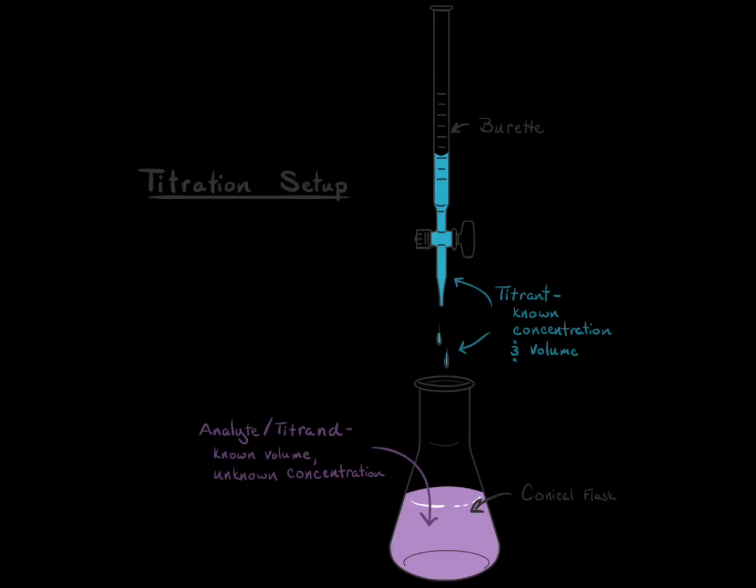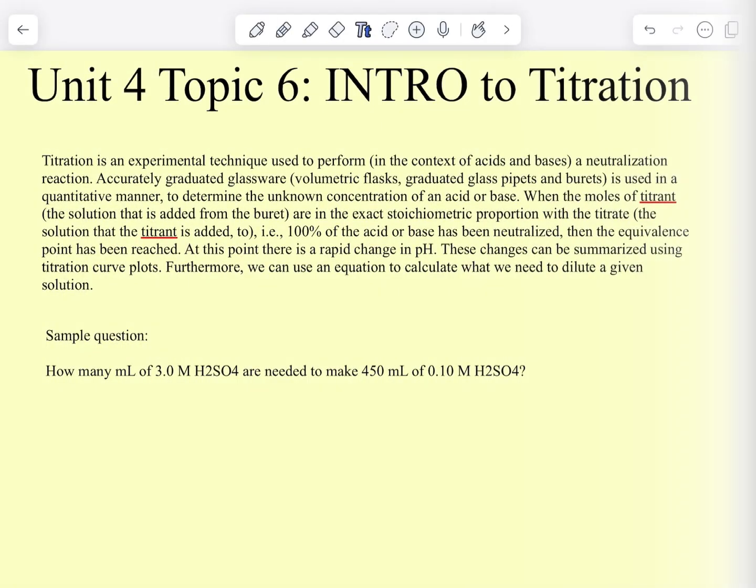Okay, today we got Unit 4, Topic 6, Introduction to Titration. So, titration is an experimental technique used to perform a neutralization reaction in the context of acids and bases. You can use titrations in redox reactions and other types of reactions, but in this course we only look at the acid and base titration.